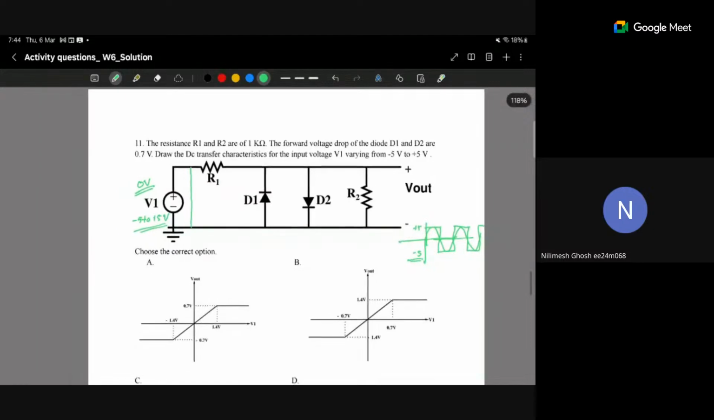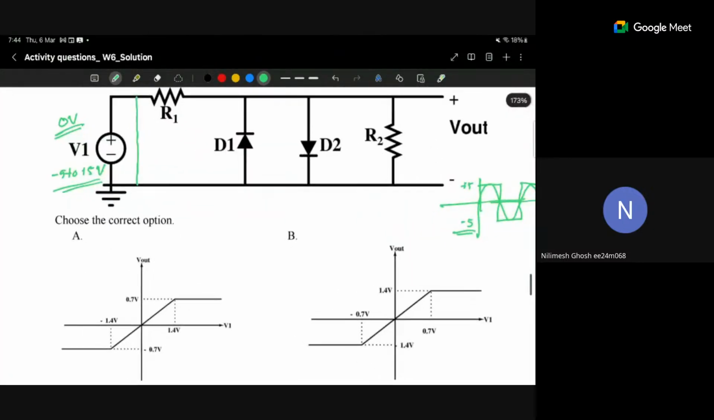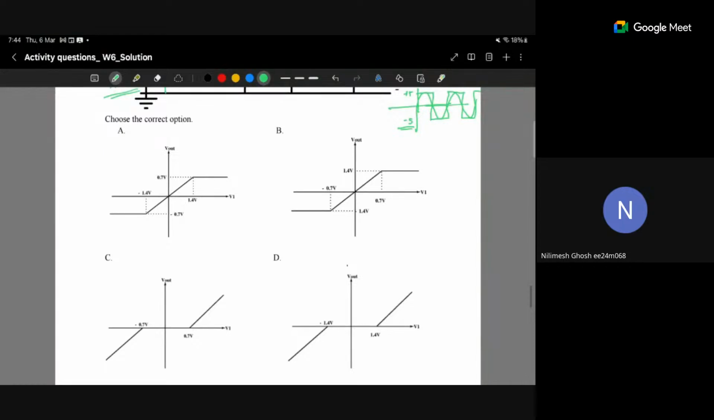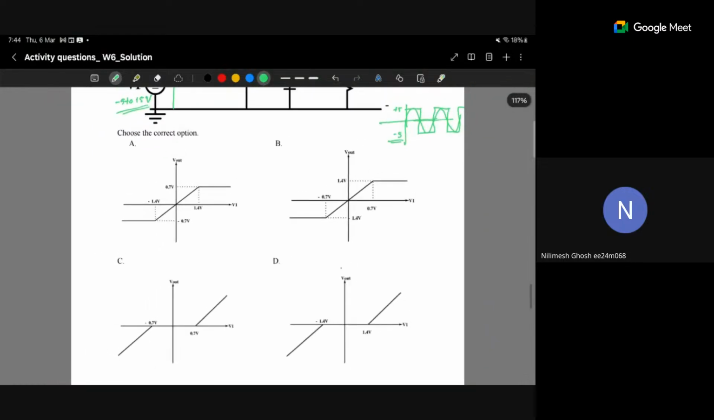So at V equal to 0, V out will be 0, but all the options are saying that if V equals 0, V out will be 0, except these two. No, these two are also saying that.